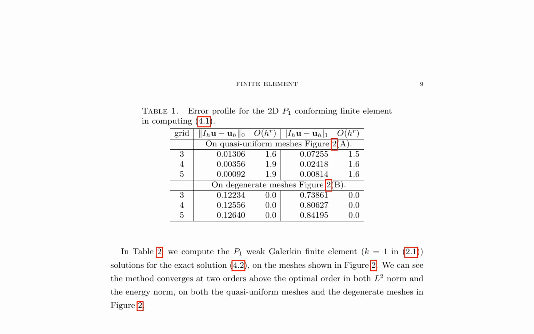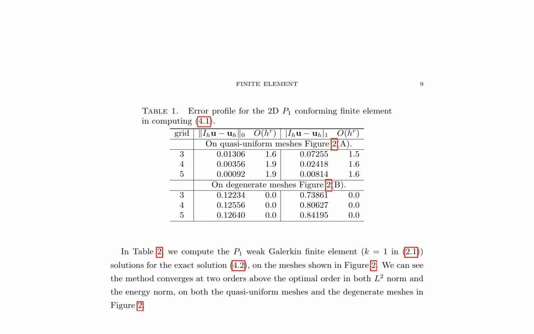The authors present error profiles for the 2D P1 conforming finite element in solving equation 4.1 on quasi-uniform and degenerate meshes, as depicted in Figure 2. The computed error norms, ||e_h||_0 and |e_h|_1, for varying grid sizes are displayed in Table 1. The data reveals a convergence rate of approximately 1.6 to 1.9 in the L2 norm and 1.5 to 1.6 in the energy norm, consistent across both quasi-uniform and degenerate meshes.